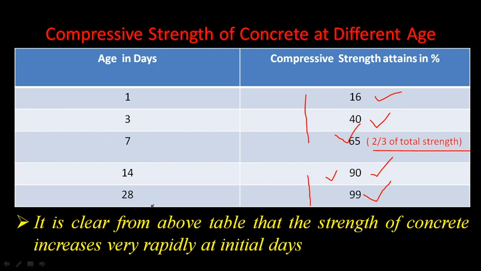From that you can clearly say that the strength of concrete increases very rapidly in its initial days. In the first week we will get almost 2/3 of total strength, and from 14 days to 28 days it increases just 9%. So I can say that in the initial days after concrete is cast, it will gain its maximum strength. It gains strength very rapidly at initial days.